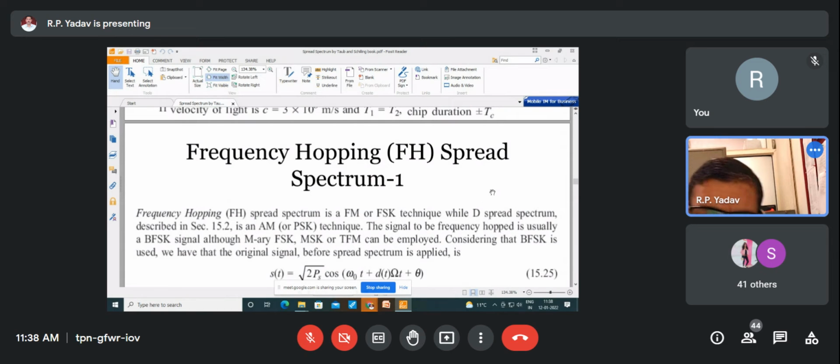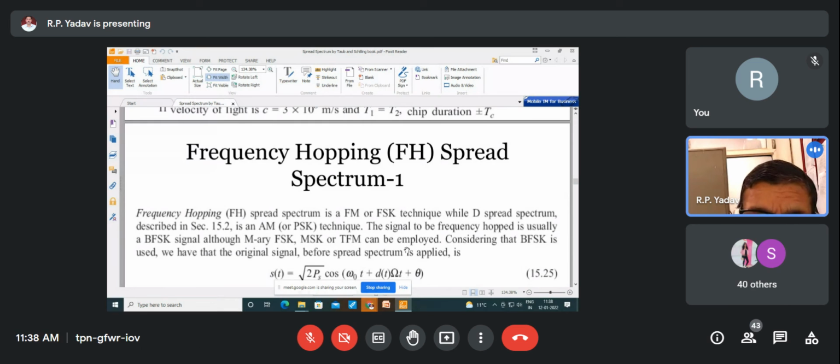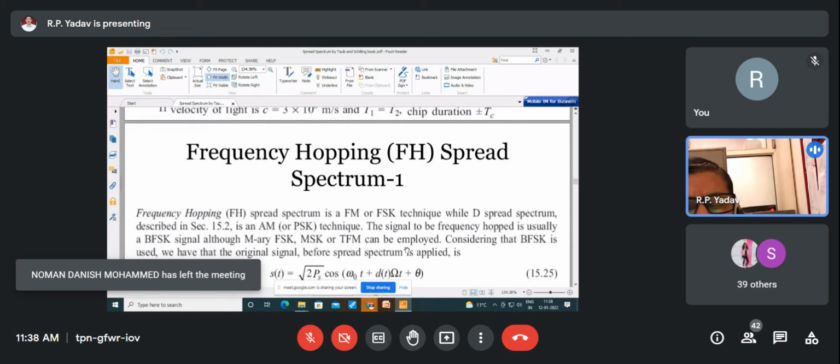A spread spectrum system technique, and this is either AM or PSK modulation. So what happens in frequency hopping is the whole spectrum we divide into a number of channels. Each channel is given a particular bandwidth, and all those channels keep on switching, hopping from one frequency to another one.